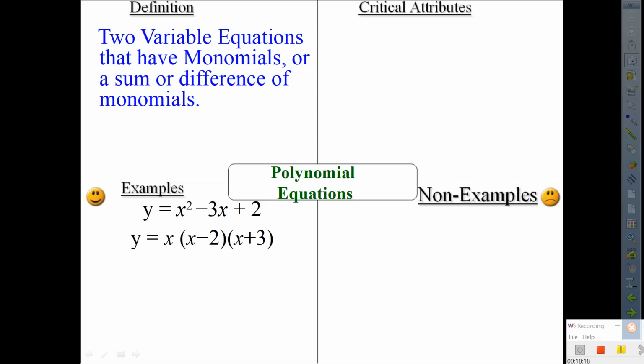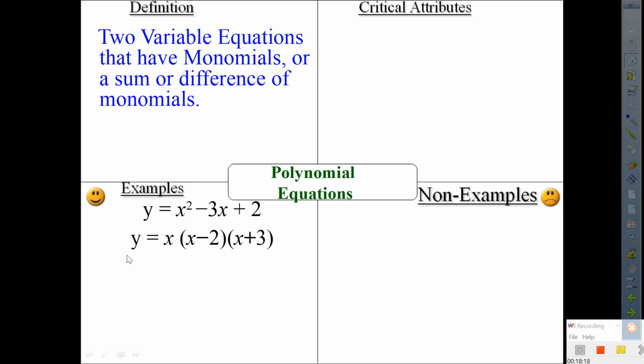All right. So let's see the definition again. Polynomial equations are two-variable equations that have monomials or some difference in monomials, which is known as polynomials. Let's look at the first equation. Do we have a two-variable equation? Yes, two different variables, and it's an equation. Do we have a polynomial? Well, this looks like a polynomial. Does it have monomials or some or difference in monomials? Yes, there it is.